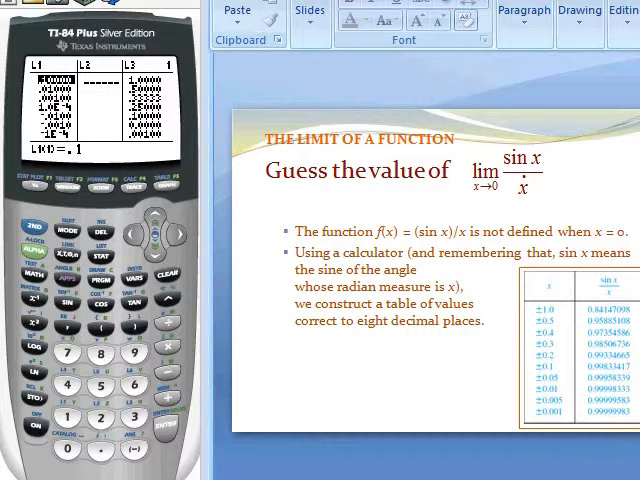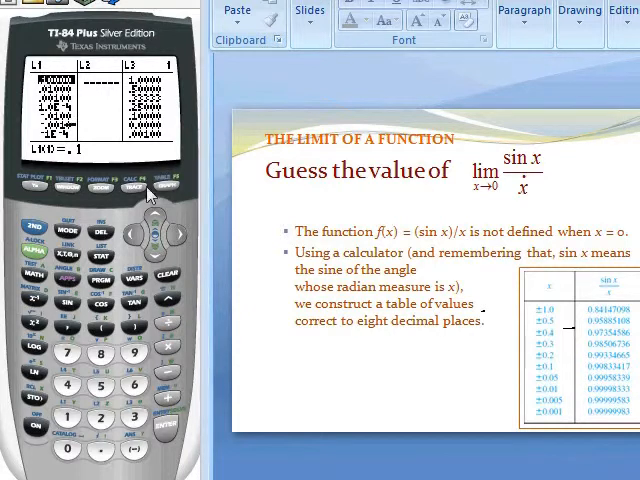Let's look at some trigonometric functions and their limits. One famous function is sin x over x, and I'm trying to take the limit as x goes to 0. As you see in this table, it's going to approach 1. So the limit is going to be 1. Let's see if we can enter that.